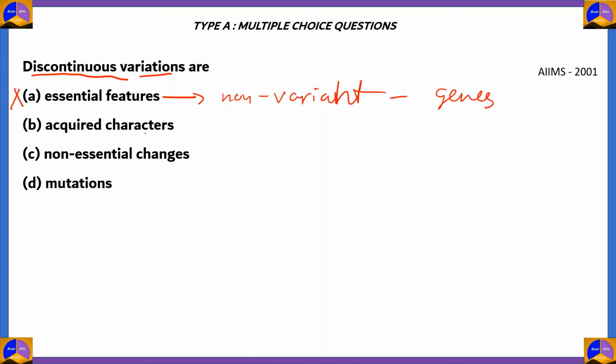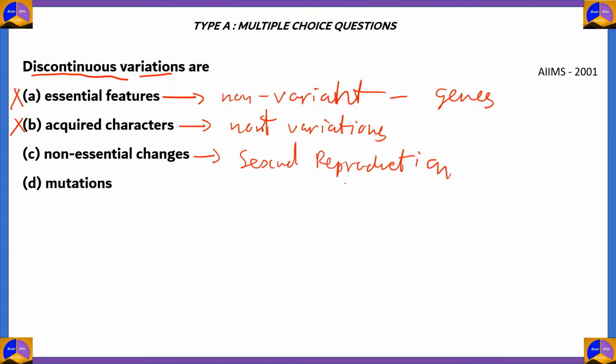What about option B? Acquired characters. Now these are not variations genetically. These are acquired due to our lifestyle and other characters. So therefore option B is incorrect. What about option C? Non-essential changes. The prime reason why sexual reproduction is more favored is because it induces variation. And therefore, that is essential. Therefore, option C is incorrect.